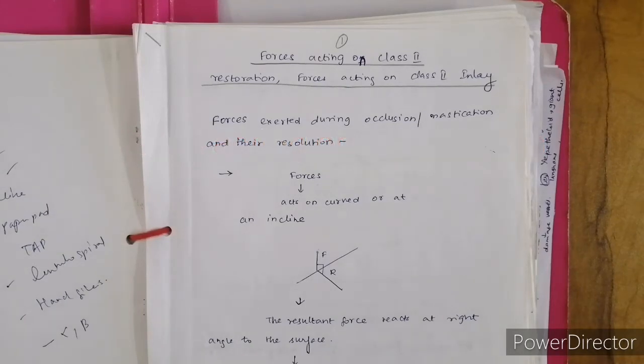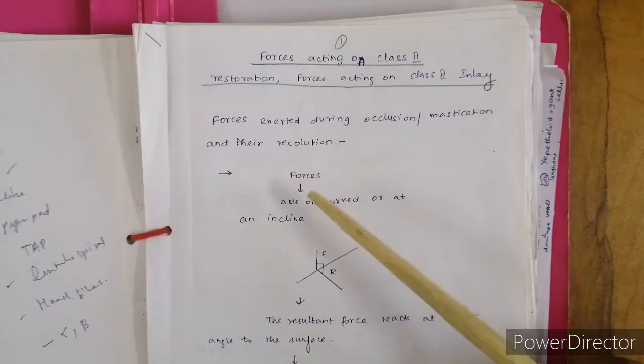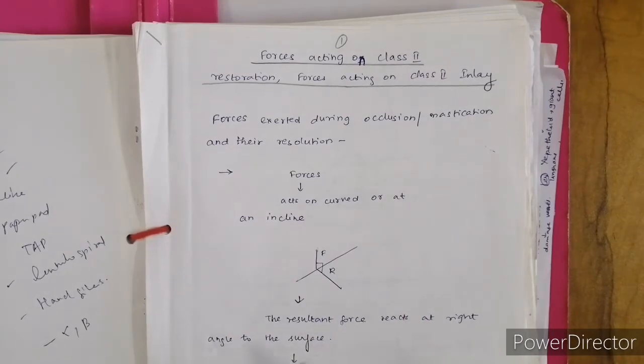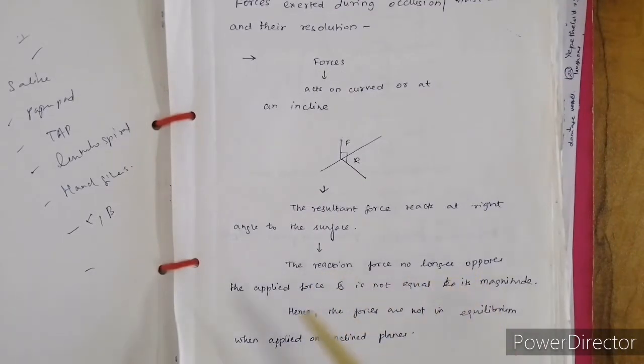Hi everyone. In this video, let us discuss the forces acting on a class 2 restoration, and on a class 2 inlay as well. So, when a force is acting on an incline, the resultant force reacts at right angle to the surface. This reaction force no longer opposes the applied force, and it is also not equal to its magnitude. Hence, the forces are not in equilibrium when applied on an inclined plane.